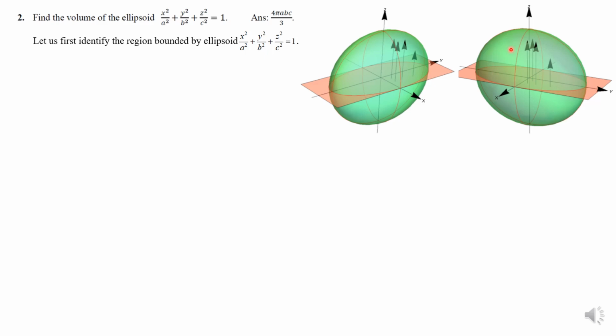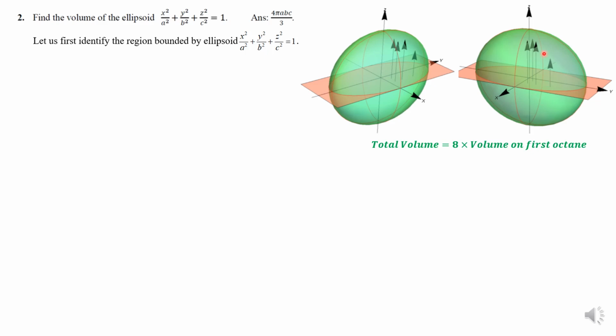How to do this? In order to find the volume of the total ellipsoid, we'll use the advantage of the fact that an ellipsoid is symmetric. So the total volume we can find as 8 times the volume of the first octant. Here is the full volume. I'm using the word octant because it's a 3-dimensional figure. This is the first octant, second, third, fourth, and there are 4 more below the z equals 0 plane.